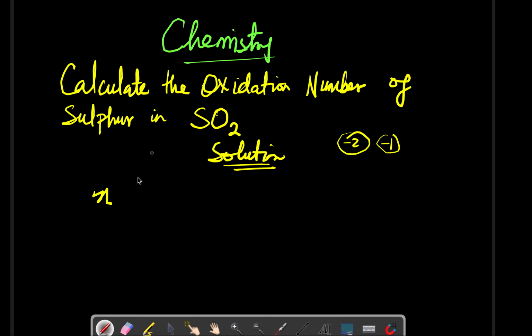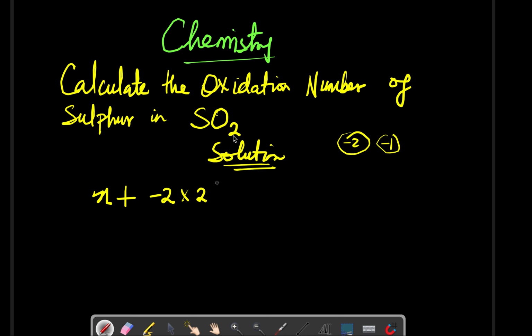So that means we're going to be adding X plus the oxidation number of oxygen, which we have agreed to be -2 in this particular state. We're going to multiply that by this 2, which is a subscript under the oxygen. Why do we multiply by 2? Because it has 2 atoms of oxygen. If we have 4 atoms of oxygen, we multiply by 4.